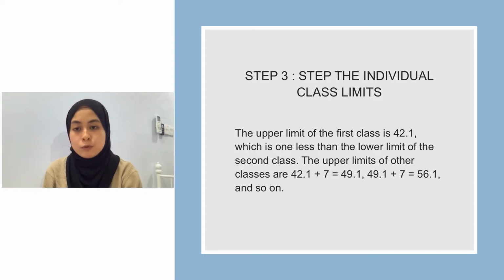Next, step 3. Set the individual class limit. The upper class limit of the first class is 42.1, which is 1 less than the lower limit of the second class. The upper limit of other classes are 42.1 plus 7 equal to 49.1. Next, 49.1 plus 7 equal to 56.1. And continue the same step till 6 classes.